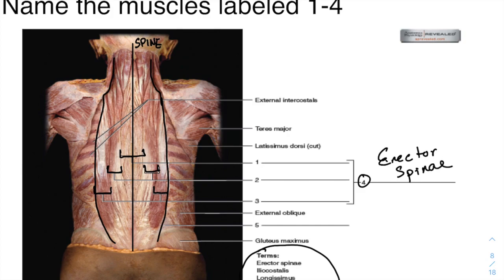So the name is kind of simple, and it tells you exactly what they do. What they do is they erect the spine. Kind of straightforward. That means you can understand that they're going to have connections to the vertebrae, the spinous process, or the transverse process, as you guys will try and correlate things.